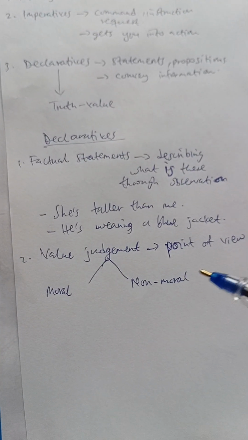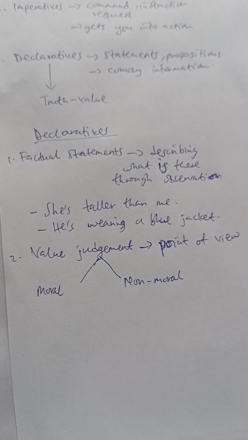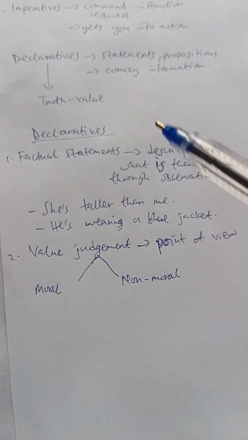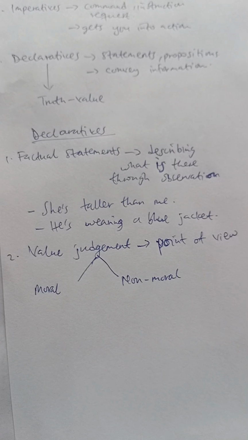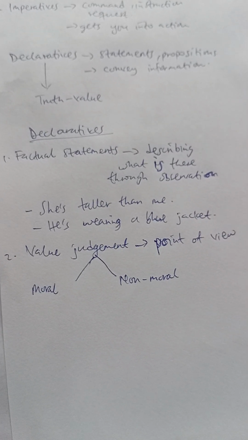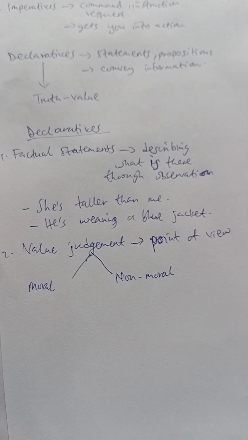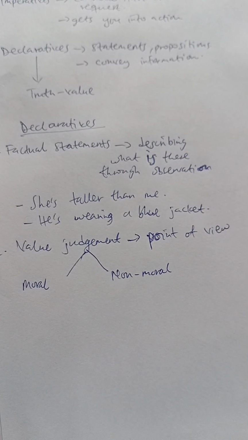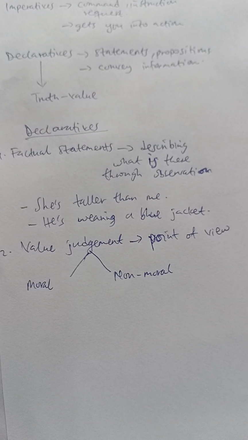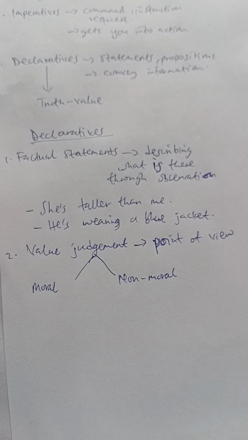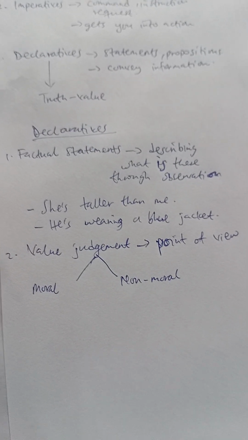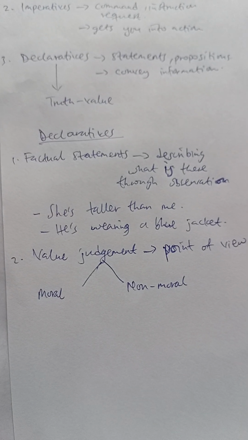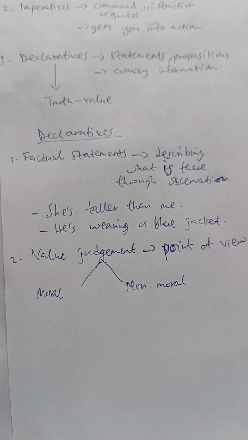So that's the difference between value judgment and factual statement. In a factual statement, we are dealing with facts, what you can observe. But in a value judgment, you are suggesting, prescribing, evaluating your point of view, how something is supposed to be, how things should be done. That is a value judgment, and this can be moral or non-moral.